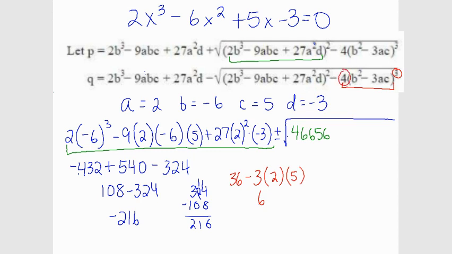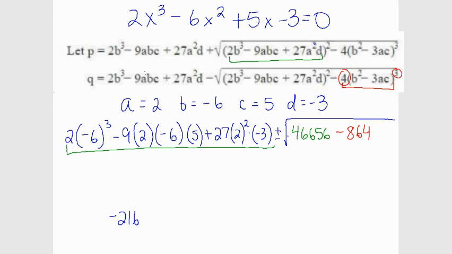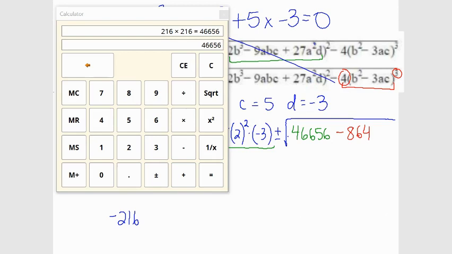And then times this 4 here. So 216 times 4 is 864. So we get minus 864. Let's go ahead and clean a little bit of this up so that I can make room for it. Okay. So we get negative 216 plus or minus. So we got 46,000. Oh.